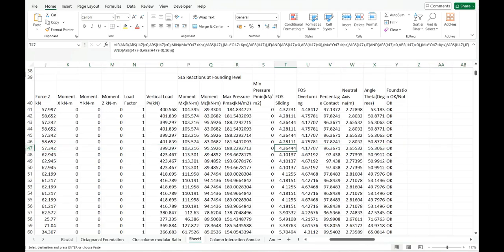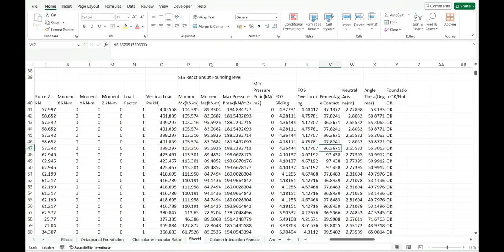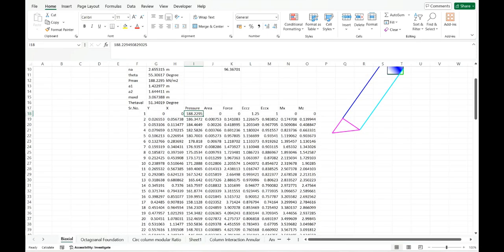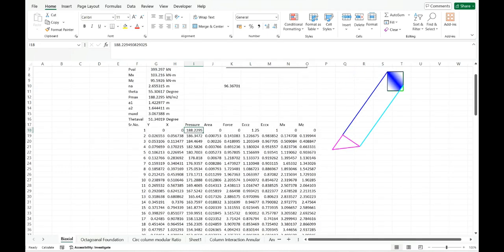If you click on the sheet there, you'll put the formulas there, which will work out sliding and overturning with appropriate axis. Then percentage contact we see from the biaxial program, which is 96.23 or 36%, and then angle theta, which is the angle which the neutral axis makes with the horizontal line, which is 55.3063. Angle theta. Sorry. 55 point. We have got a neutral axis of 2.6553.